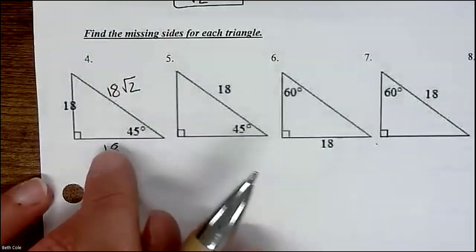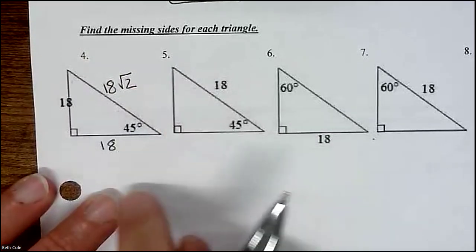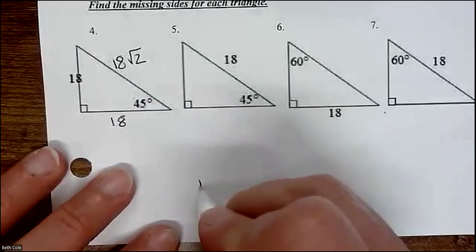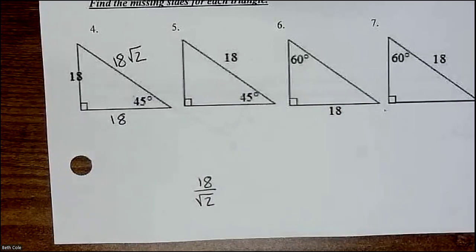We multiply it because we're going from the smaller side to the bigger. The hypotenuse is always the biggest side. So to go from the small one to the big one, you multiply. Now to go from the bigger one to the smaller one, you're going to divide.